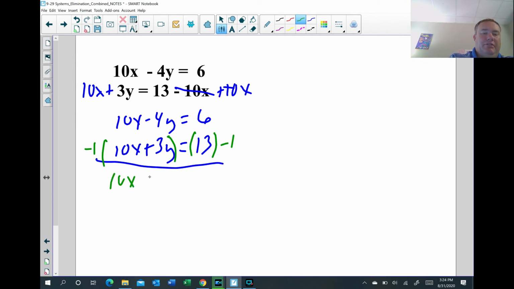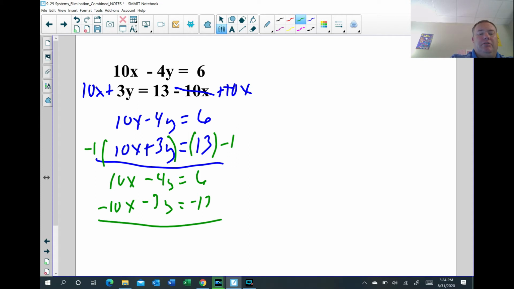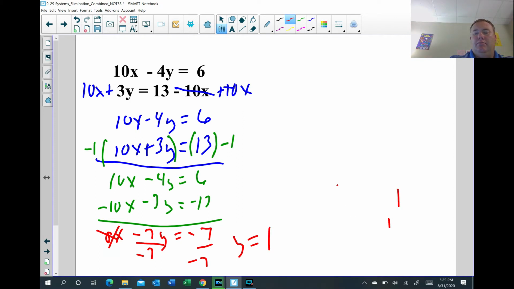I'm going to rewrite the first equation: 10x minus 4y is equal to 6. And now I'm going to multiply the second equation by -1. When I do that, that 10x becomes a negative 10x, 3y is negative 3y, and that 13 is now a negative 13. The reason I do that is because now 10x minus 10x gives me 0x. So I've now eliminated the x. 4y minus 3y is negative 7y, and then negative 13 and 6 is negative 7. So the x is gone. I can divide both sides by -7, and I know now that y is going to be 1.